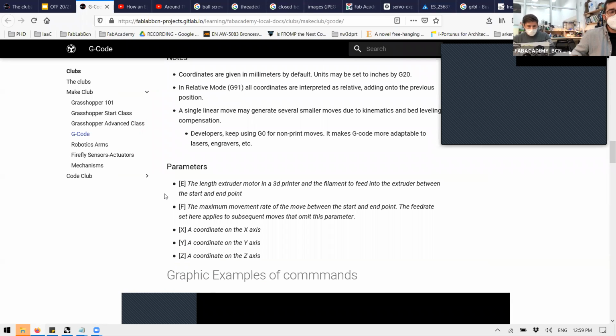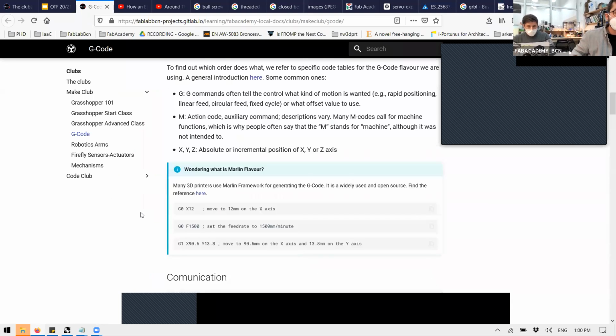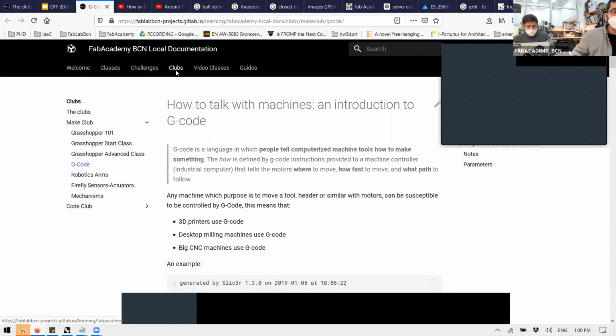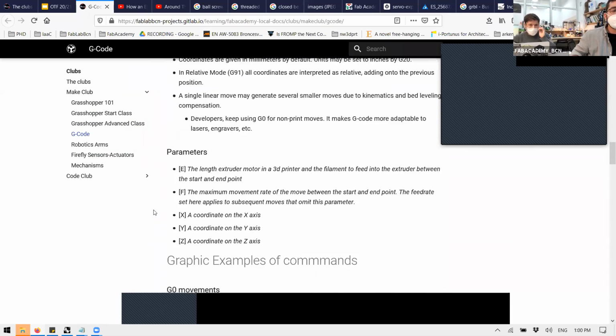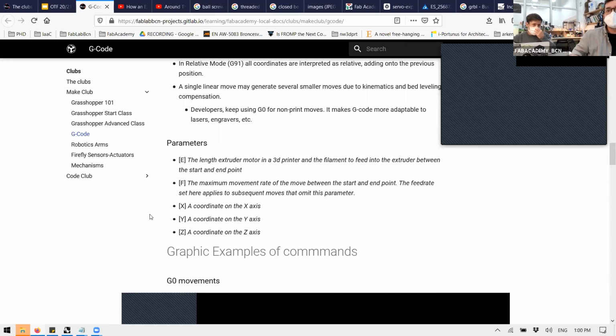Tomorrow, we recommend you look a little bit at this. It's in the docs, in the clubs, make club G-code. This year we have changed the structure a little bit. Tomorrow we will play with that machine, and you will connect with your computer and send G-codes manually. The point is to actually play a game with sending G-codes manually.